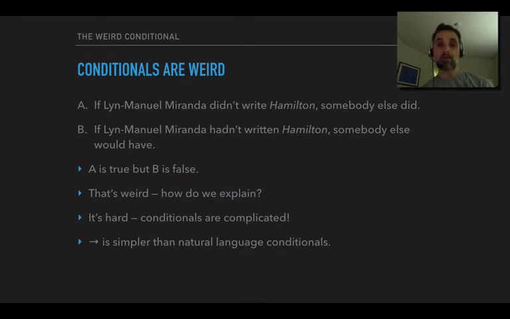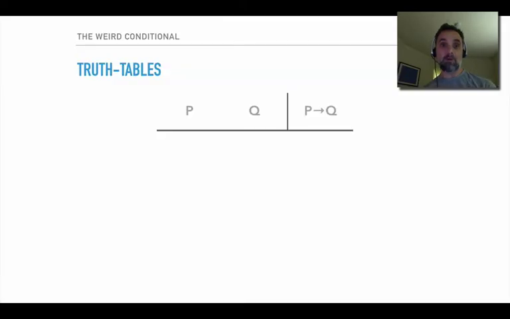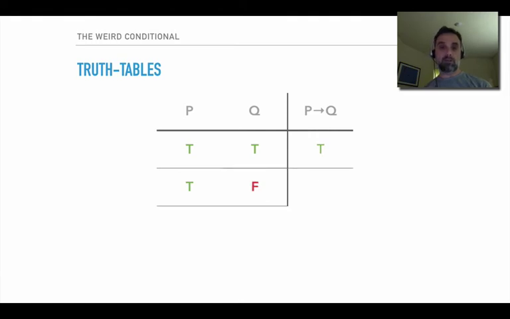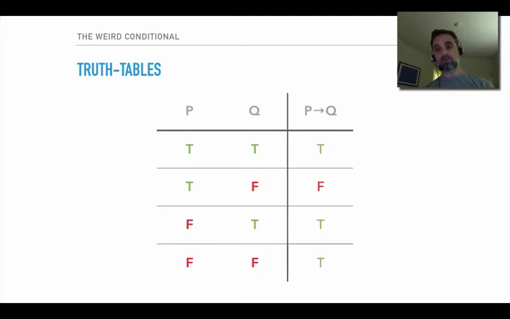Fortunately for us, the arrow is simpler than natural language conditionals, but that also means it behaves in somewhat unexpected ways. It makes it fundamentally a little weird as well. Okay, so let's review the truth table for the conditional. On the first row, we ask what happens if P and Q are true, and on that row, the conditional is true. On the second row, P is true and Q is false, and when that's the case, P arrow Q is false. On the third row, P is false and Q is true. On that row, P arrow Q is true. And finally, on the row on which both P and Q are false, P arrow Q is true.